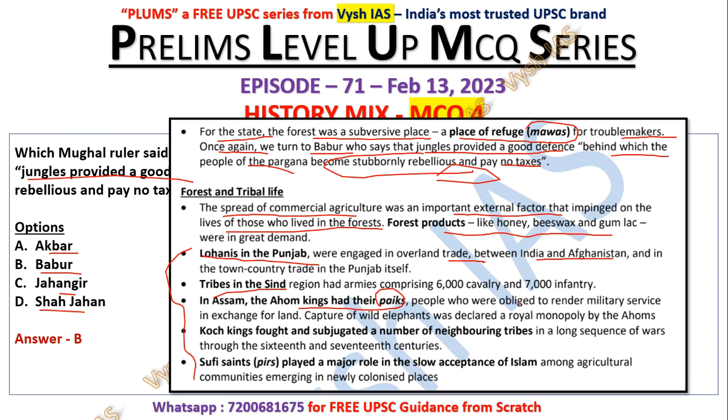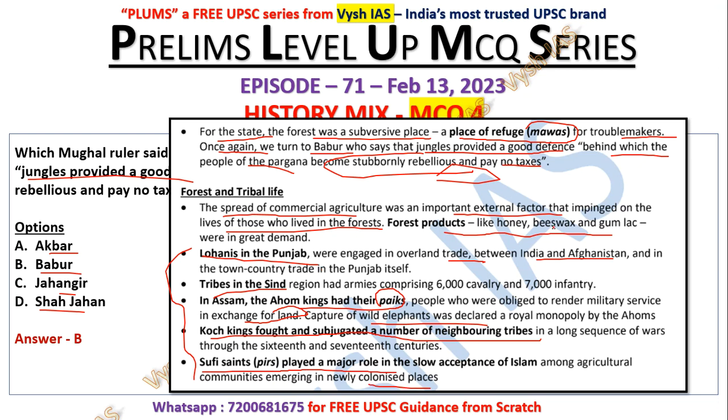Okay, people who were obliged to render military services in exchange of land, that is pike. Capture of wild elephants was declared a royal monopoly by the Ahoms. Then Koch kings fought and subjugated a number of neighboring tribes in a long sequence of wars through the 16th and 17th century. Then Sufi saints or the Pirs played a major role in slow acceptance of Islam among agriculture communities emerging in the new colonized places.